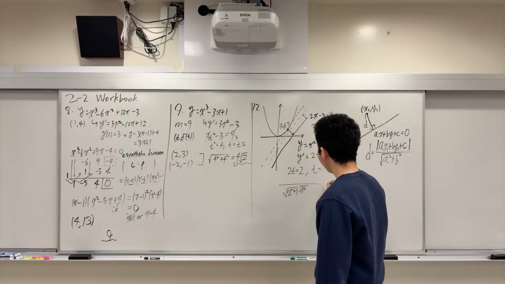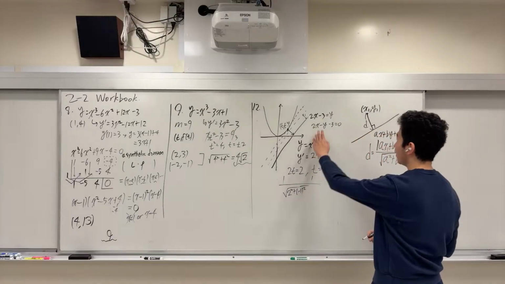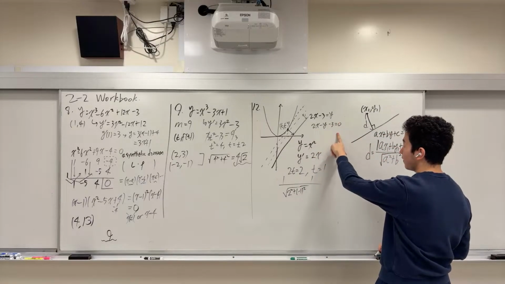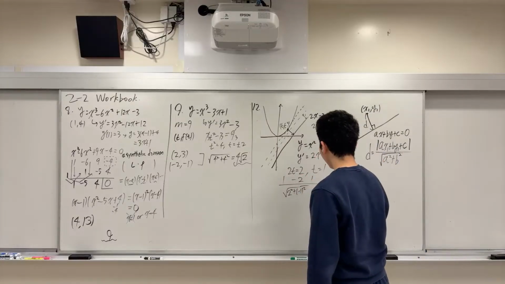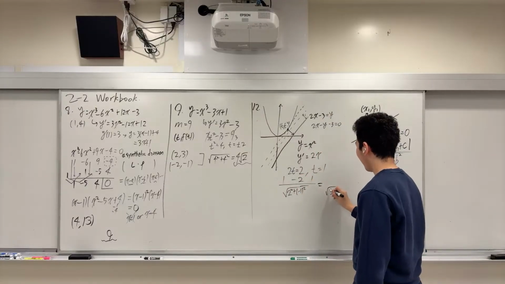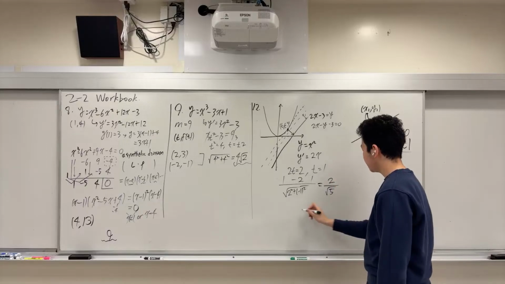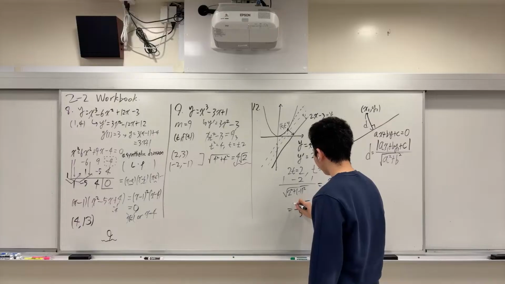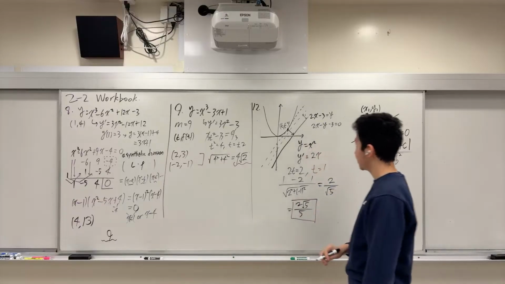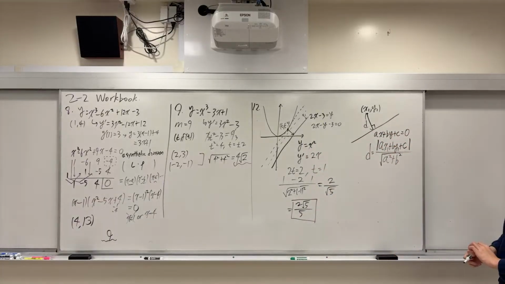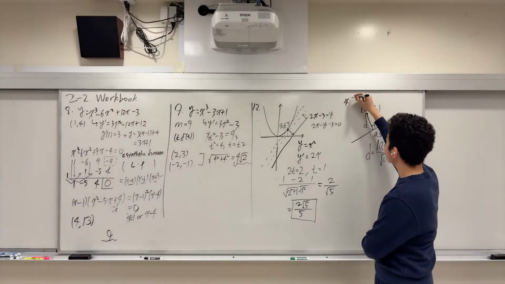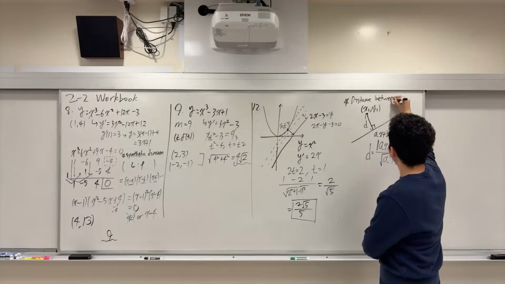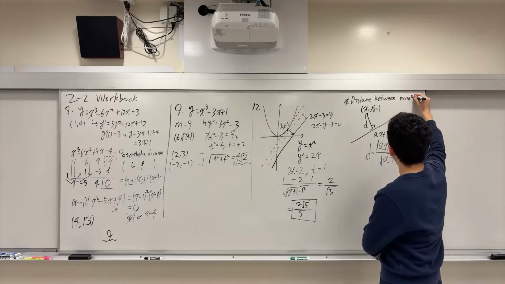Like that, and then in the numerator, we're simply going to plug in (1, 1). So 2 minus 1 minus 3, right? So that's minus 2. And then that would be our distance, 2 over square root of 5. And rationalizing, that would be 2 square root of 5 over 5. And that would be the answer to number 12. So this is a very helpful formula: the distance between a point and a line.